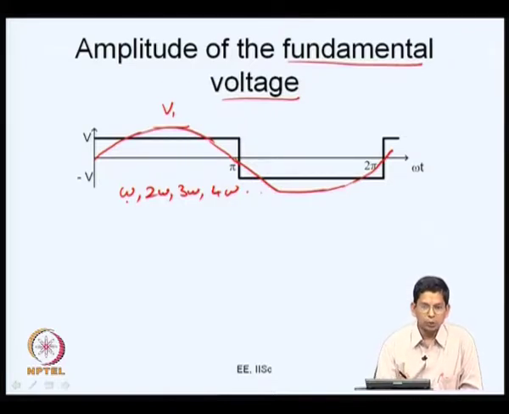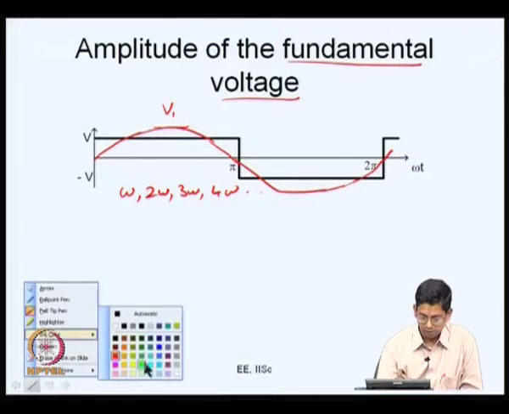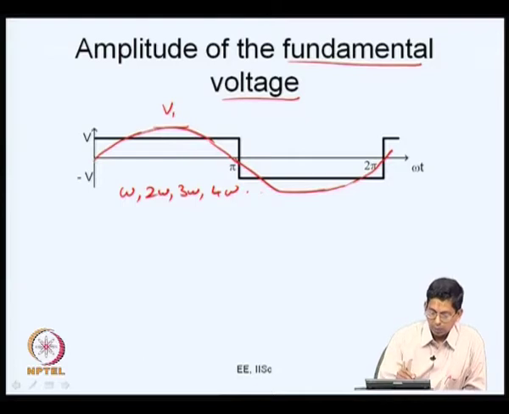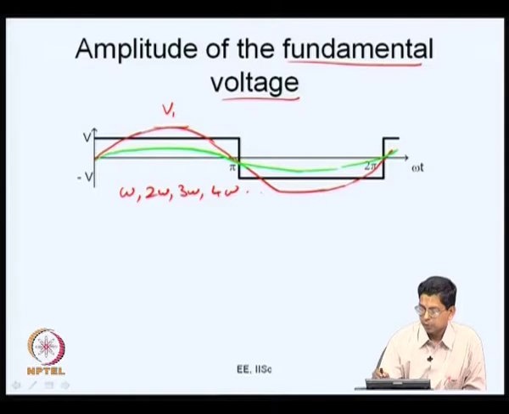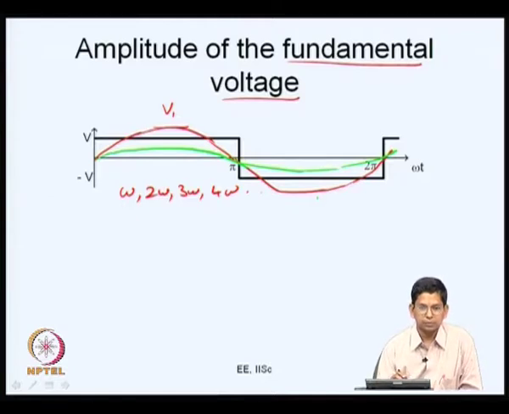So, what we need to do is, if you multiply this waveform by a sine, let us say we multiply this waveform by a sine waveform. Let me just choose a different color here, maybe this. Let me multiply this by a sinusoid of the same frequency as the fundamental component. Why do I do that? And if I do that, why do I choose the same frequency as the fundamental component?